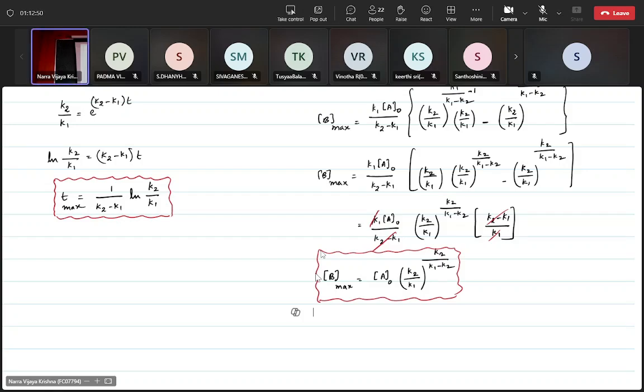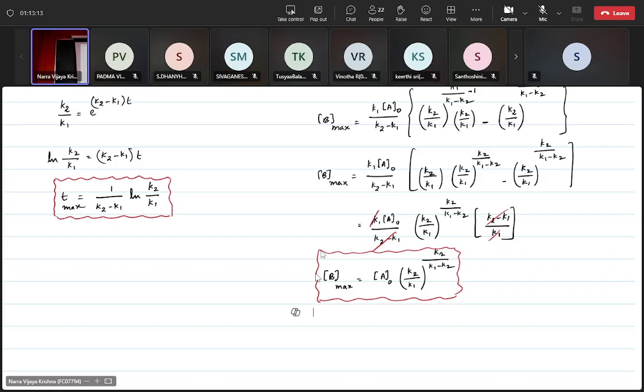Here also we can write, if K1 is far greater than K2, then what happens? K1 can change, B forms more. From B, formation of C will be less. Means concentration of B becomes maximum.